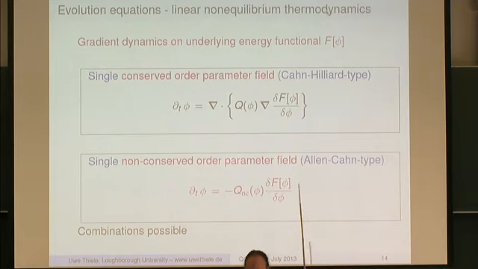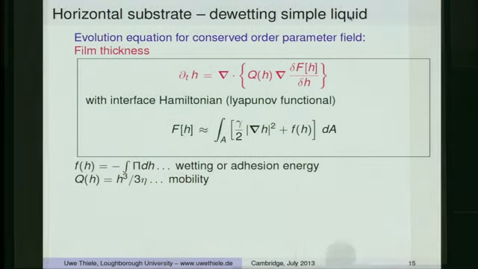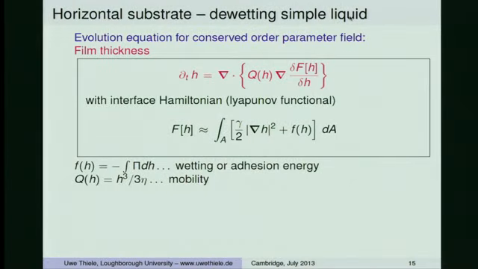So now I motivated this equation. If we write it down for our film height, I copied just the equation over from the previous slide and replaced phi by h, our film height. So that should be the general form of the equation. So what is our energy? I had introduced this interface Hamiltonian as a mesoscopic energy.